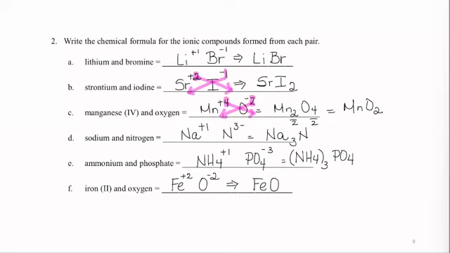Questions. If you're given a pair of elements, or polyatomic ions and elements, or polyatomic ion pairs to make an ionic compound, any questions on how to write the chemical formula? Excellent. So now we are going to go on break.